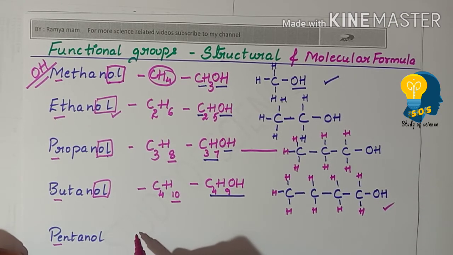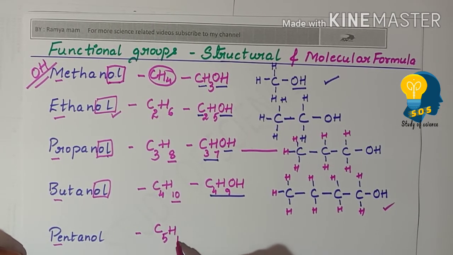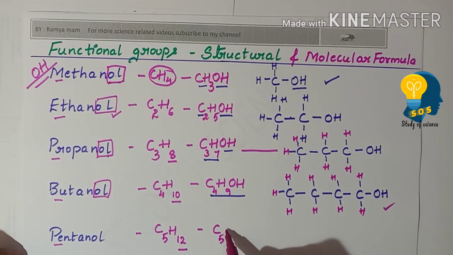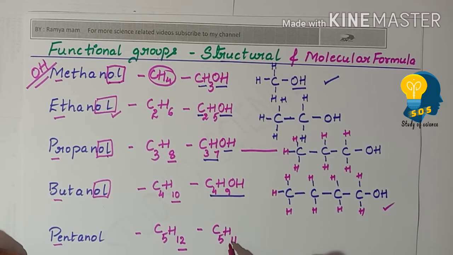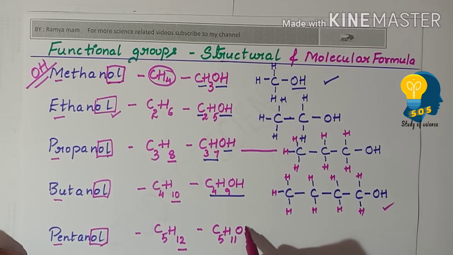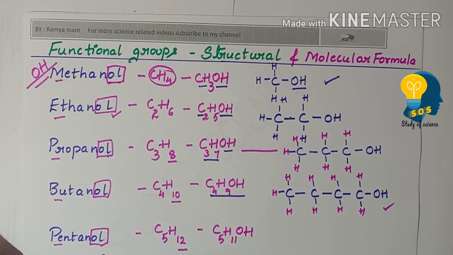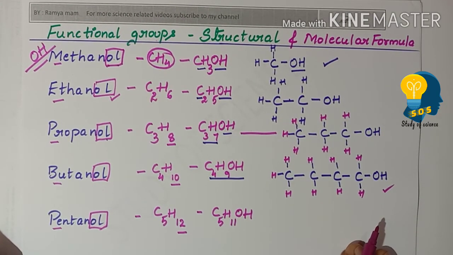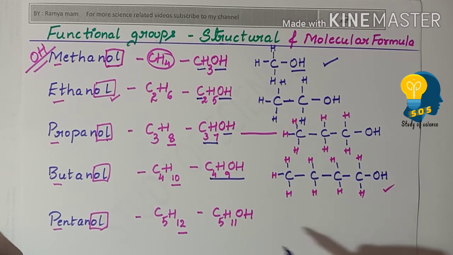So moving to the next, that is pentanol. Pent means 5. Pentane is C5H12. Now by removing one hydrogen, it becomes C5H11. For this alkyl group, we are going to add the functional group OH. OL means OH. So C5H11OH is the molecular formula for pentanol. Clear? Now by looking at this molecular formula, we have to write the structural formula.